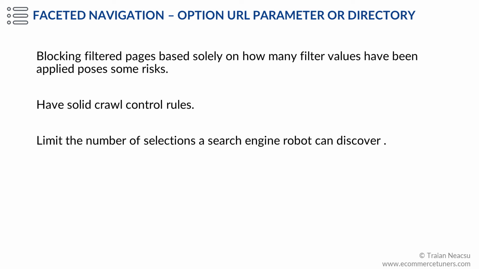You should have more solid crawl control rules. For example, if an overhead filter value has been applied, always block the generated pages. It's also a good idea to limit the number of selections a search engine robot can discover, and we will discuss this in a couple of minutes as the JavaScript or Ajax crawl control option. Important filters or facets have to be plain HTML links. You can present overhead filters as plain text to search engines, but as functional HTML to users.